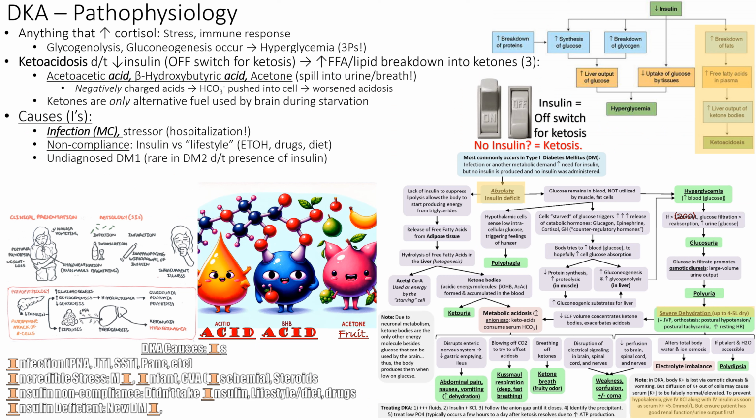So DKA, what is it? Why does it happen? What is going on with DKA? It happens because of hyperglycemia that got out of control, right? And so we have increasing cortisol, stress, immune response. Something's causing all this hyperglycemia. And to cause the hyperglycemia, we broke down glycogen, we broke down proteins, but really what's going on is the breakdown of lipids. So this lipid breakdown is what's causing the production of ketones, right? When lipids get broken down, ketones get made, right?